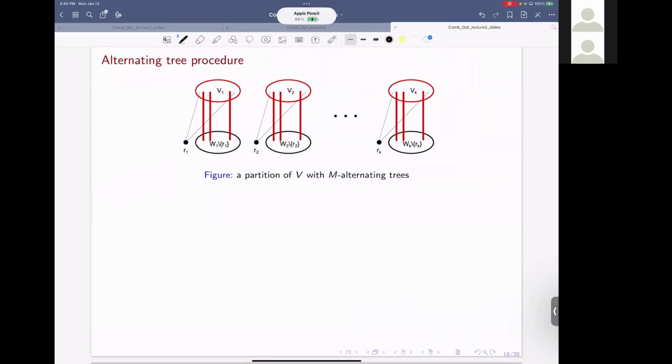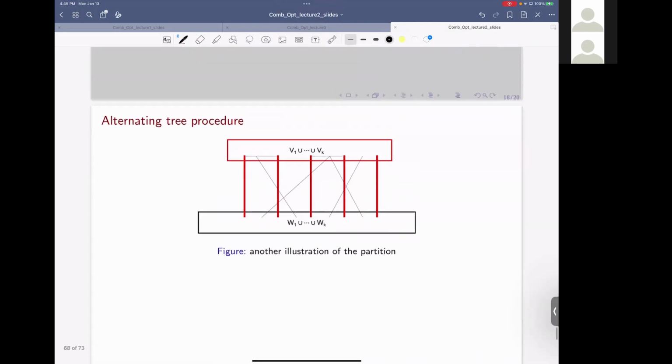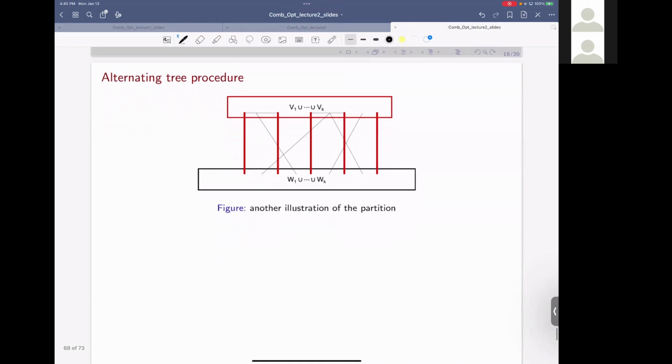Now what I'm going to do is collect these vertices from an odd level, and I also take the other vertices, which come from even levels of some trees. Then the claim is that no two vertices in W1 through Wk are adjacent.